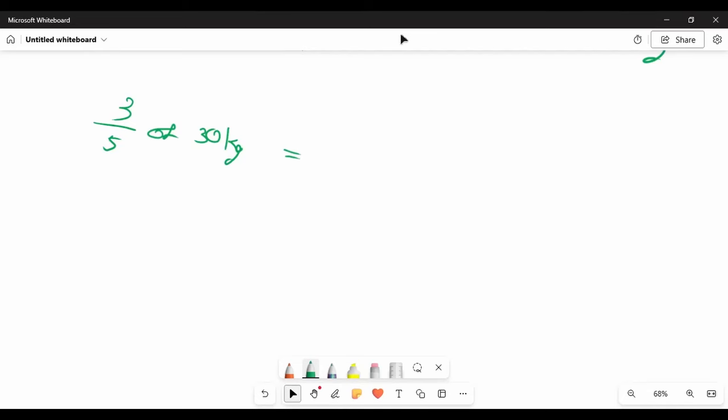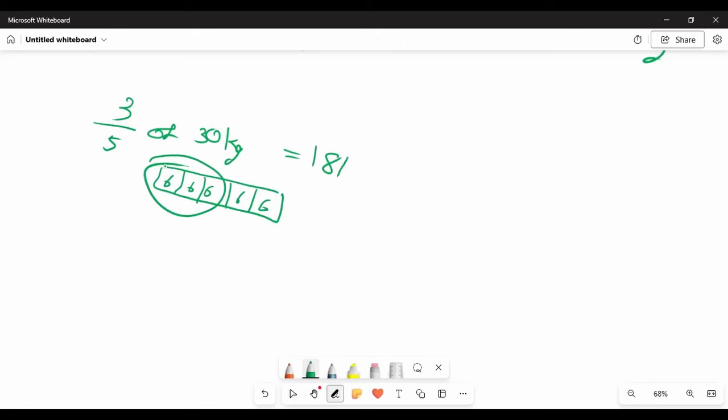What is going to be 3/5 of 30 kilogram? Okay, the same concept. Since the denominator is 5, we have to break this 30 kilogram into 5 equal pieces. So each would be 6, 6, 6, 6, 6. Since we are taking 3, that's going to give us 18 kilogram.